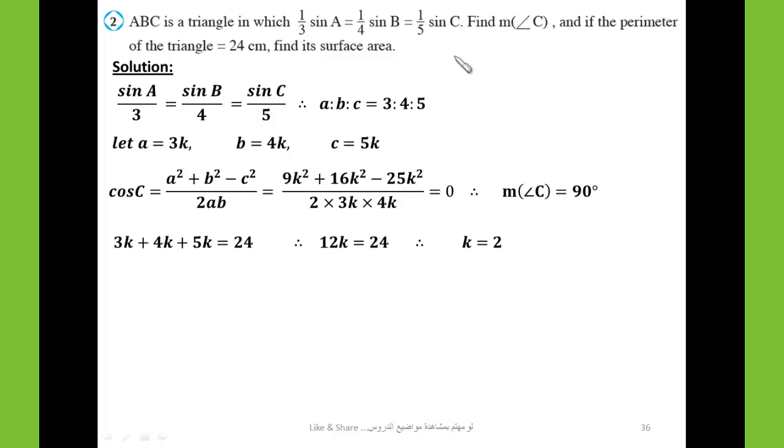The second required is to find the surface area of the triangle. To do that, we must know the side lengths. We know that the perimeter of the triangle is 24, which means a plus b plus c equals 24. But a equals 3k, b equals 4k and c equals 5k. So 3k plus 4k plus 5k equals 24. 3 plus 4 is 7, 7 plus 5 is 12, so we have 12k equals 24, and k equals 24 divided by 12, which equals 2.